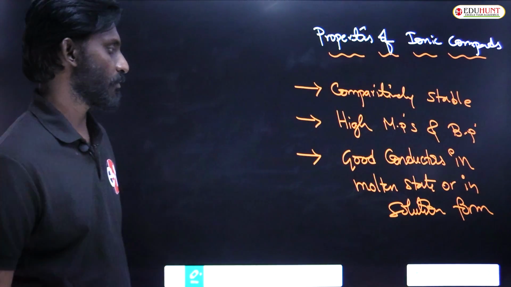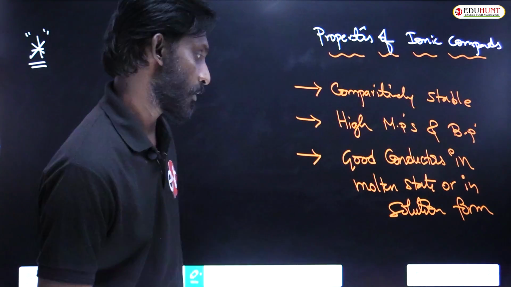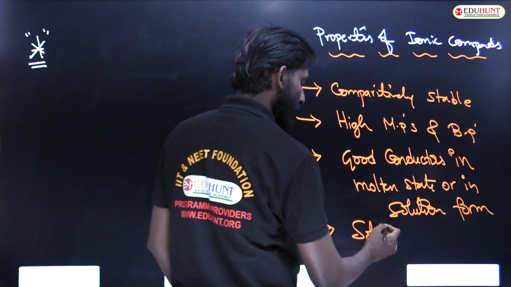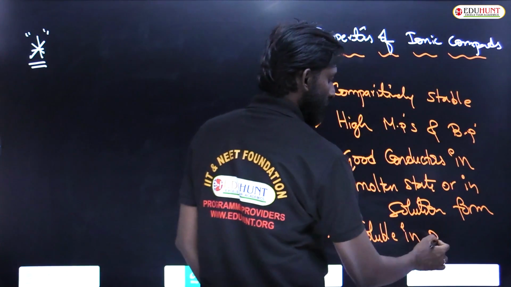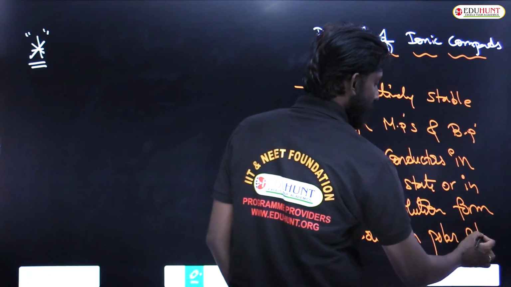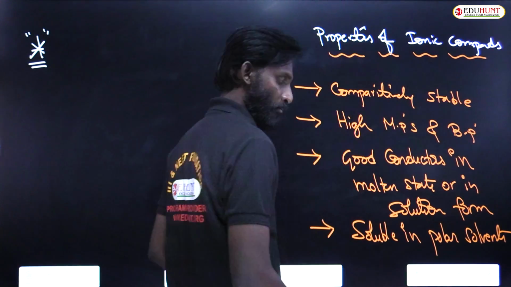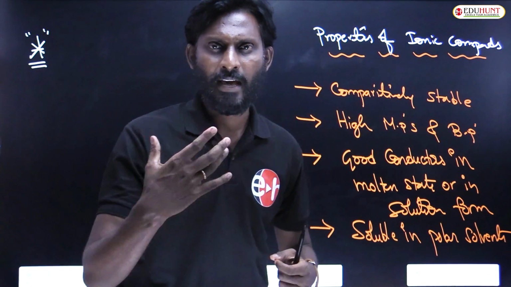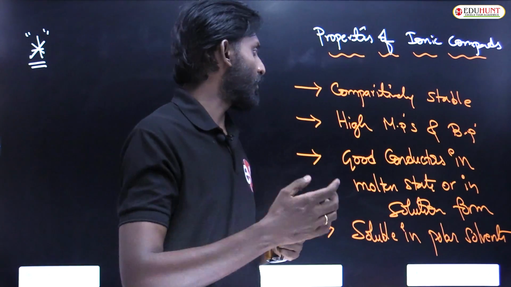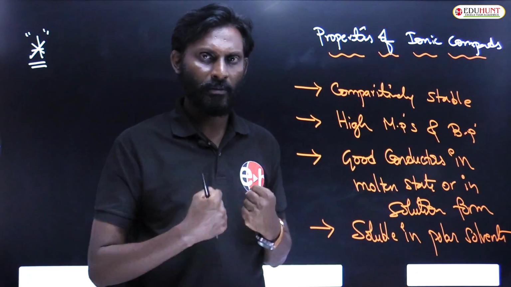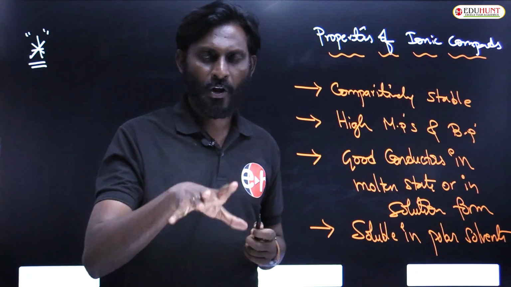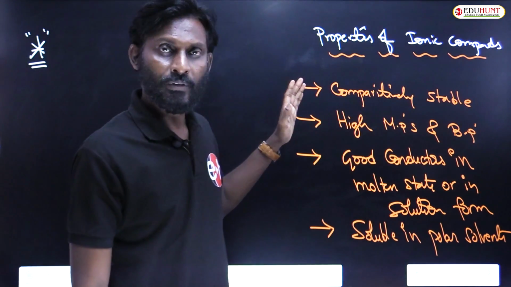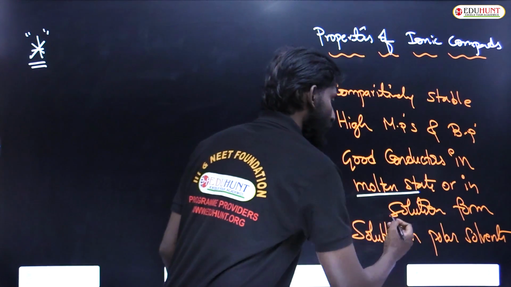They are good conductors in molten state or in solution form. And last, soluble in polar solvents like water. See, these are the general properties. Compared to the covalent compounds, ionic compounds are comparatively stable because of the strong bonding. Because of the strong bonding and strong lattice, the melting points and boiling points of ionic compounds are high. They are good conductors in molten state and solution form.